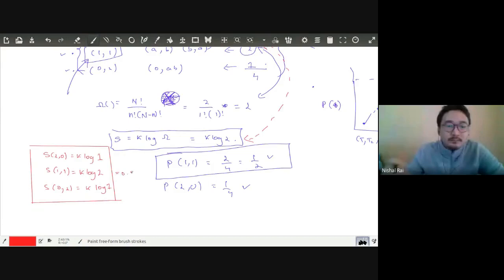Zero point three zero. So that's why it will have the highest entropy. Clear? K times of this one. Your Boltzmann constant is also sitting there. Now physically, when you think about this, why should the system have the highest entropy?